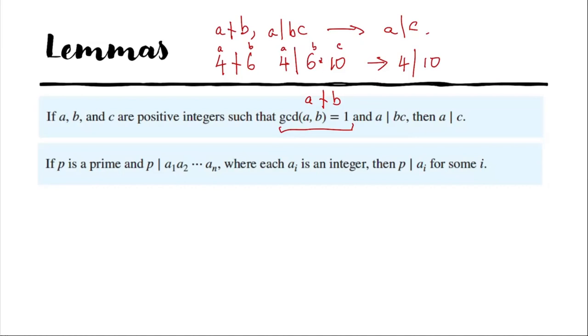So it's not true. So we found a counterexample. Now, do we see why this is false? Even though 4 does not go into 6, the GCD of 4 and 6 is 2.